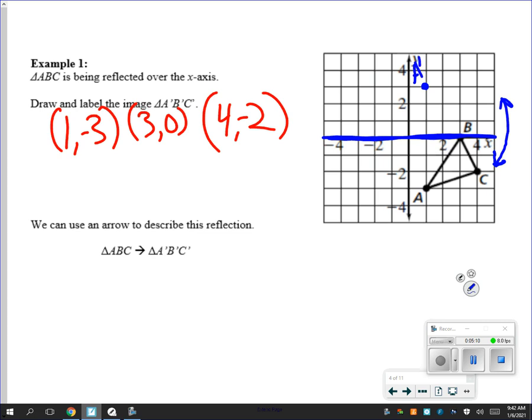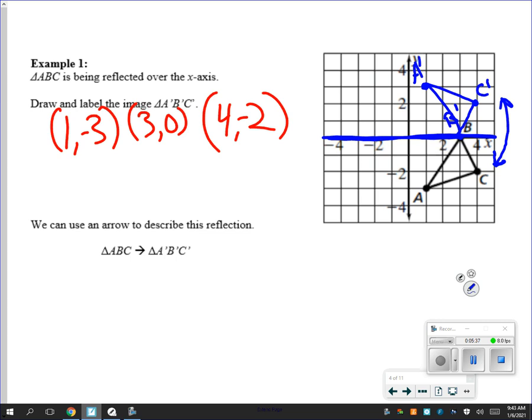Now point B is directly on the axis, so it's 0 blocks away. So I'm going to keep it at 0 blocks away, and point B just becomes B prime. It doesn't go anywhere because it's on the axis. And finally, point C is 2 blocks away from my axis of reflection, which means on the other side it's got to be 2 blocks away. 1, 2. And now I can fill in my A, B, C prime.